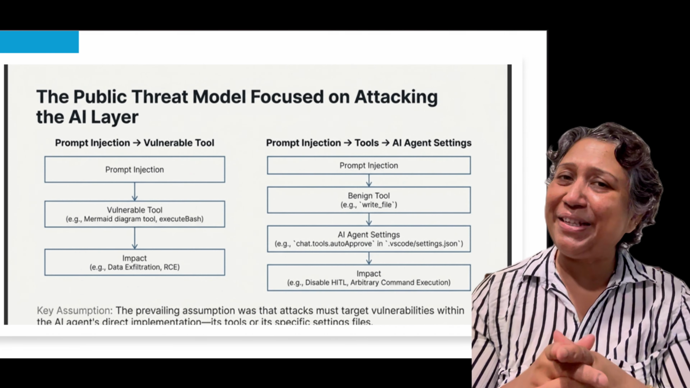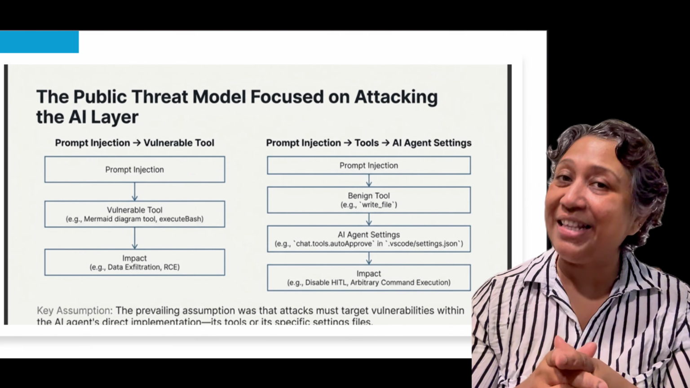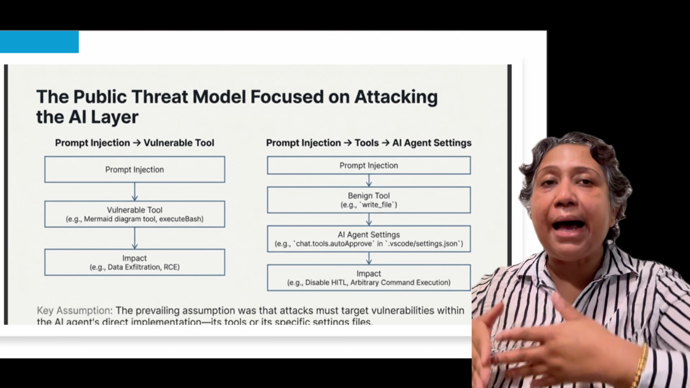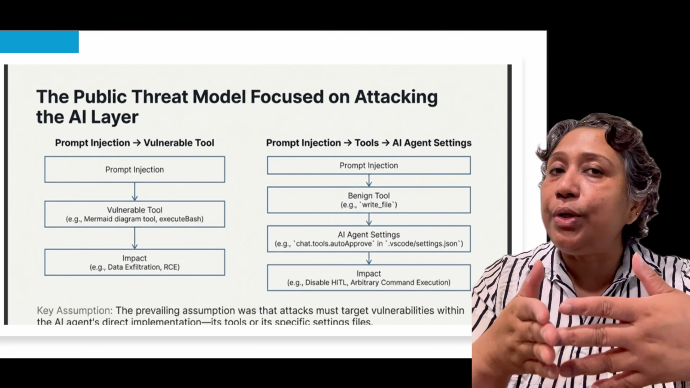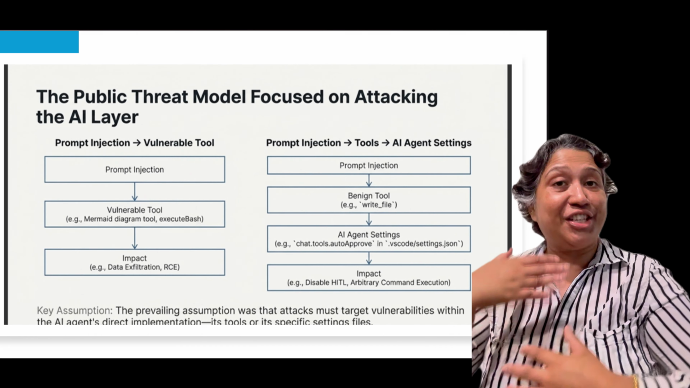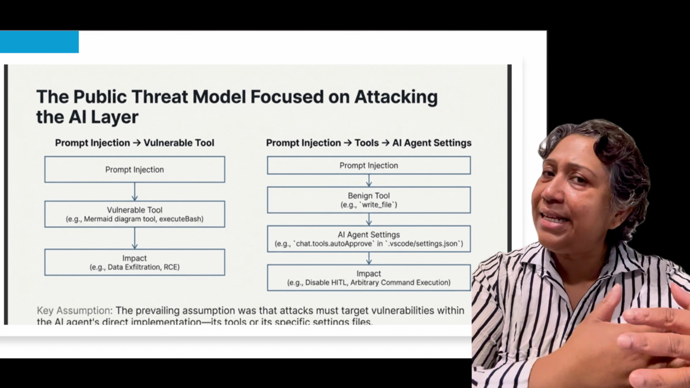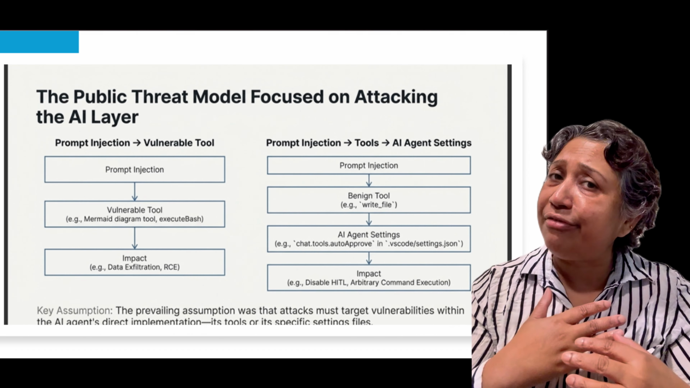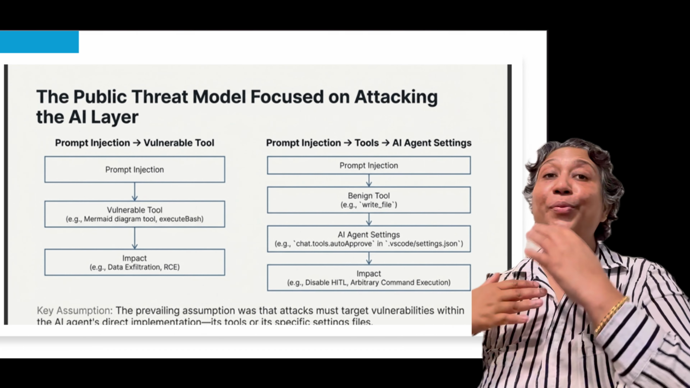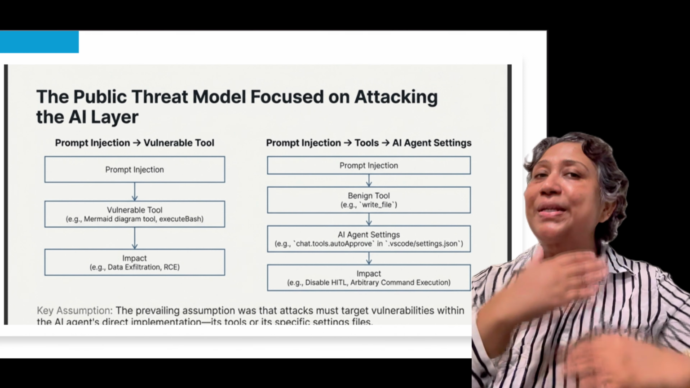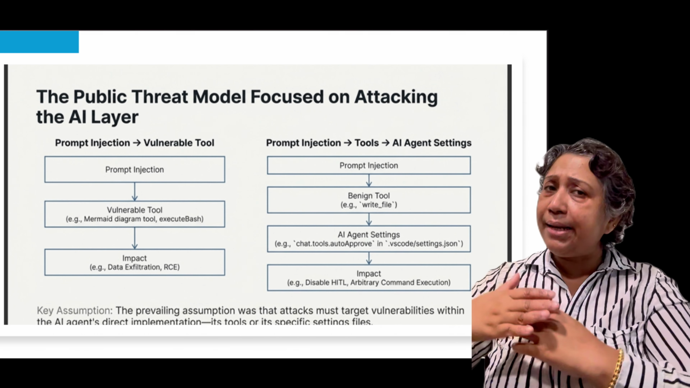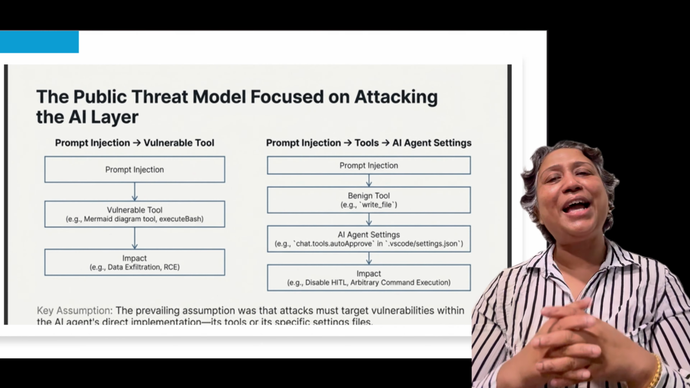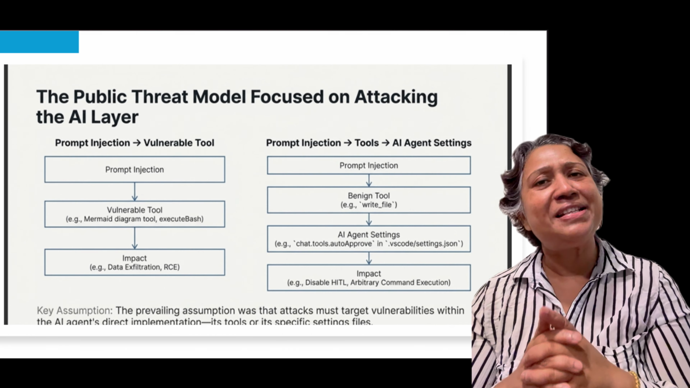So, all the publicly disclosed attacks up to now fell into chains like these. Prompt injection, vulnerable tool: AI gets bad input, uses a buggy tool, and causes harm. Prompt injection, legit tools, AI agent settings: AI gets bad input, uses normal tools to edit its configuration, causes harm. Prompt injection, vulnerable tool, settings: AI gets bad input, uses a buggy tool to directly alter settings. This slide probably illustrates these chains and maybe lists examples.